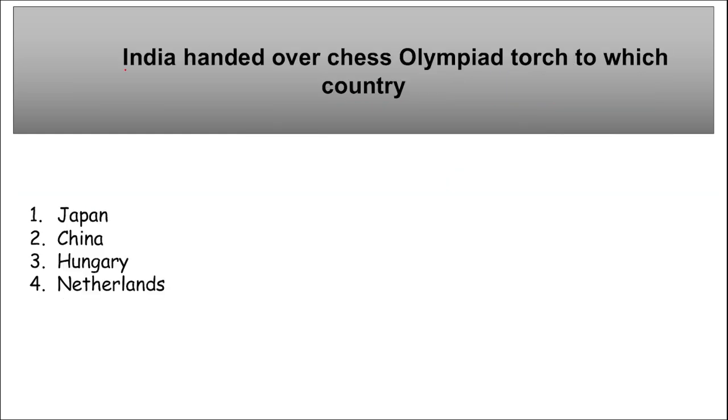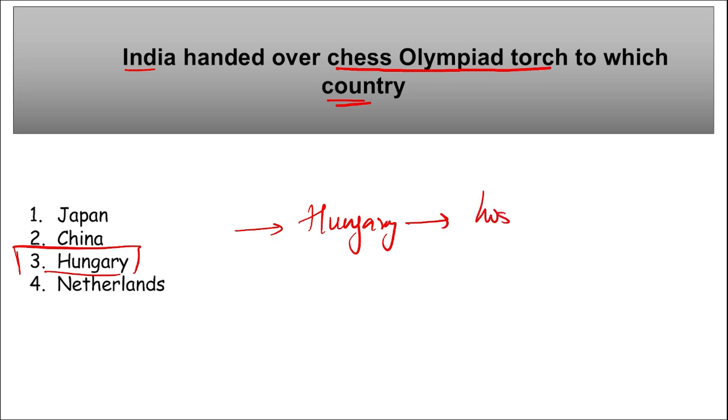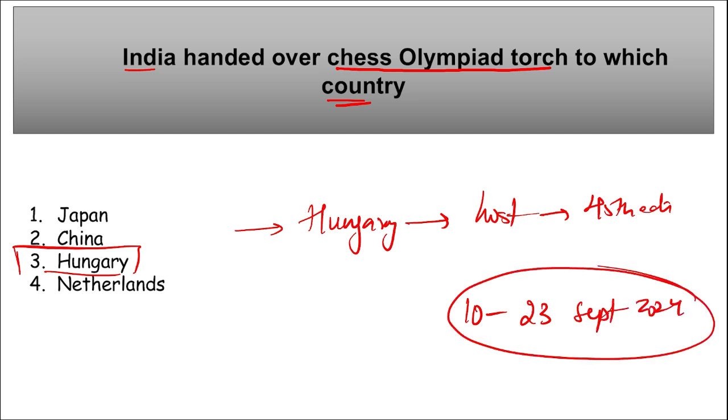Next, India handed over the Chess Olympiad torch to which country recently? India has officially handed over the Chess Olympiad torch to Hungary. Remember, Hungary is the country that will host the 45th edition of the Chess Olympiad in 2024, from 10 to 23rd of September 2024. Mark this. Hungary will be hosting the Chess Olympiad 2024 and it will be in Budapest, Hungary.